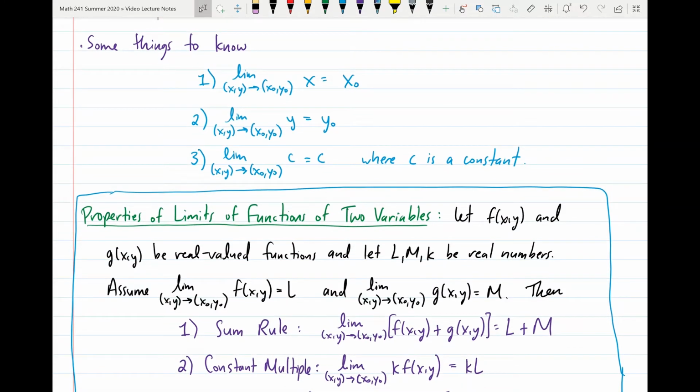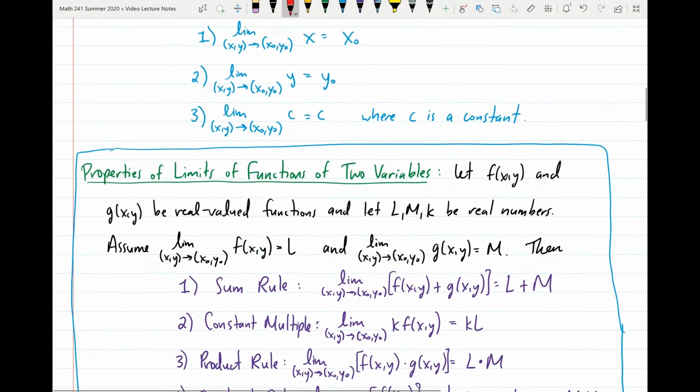And then the last thing that I'm going to list here that we need to know before we go into the properties of limits below is that if we have a constant function, so the function just maps all points xy to c, then the limit as xy goes to x naught y naught of c is just equal to c, regardless of what constant c we choose.